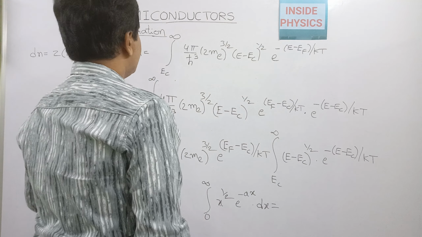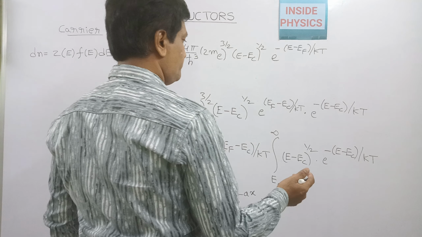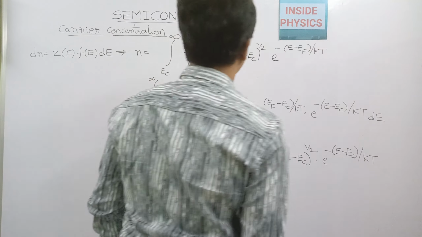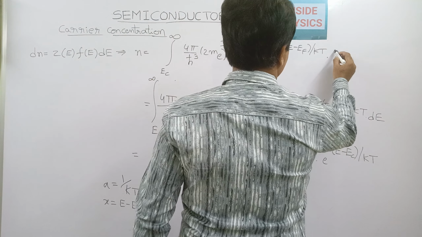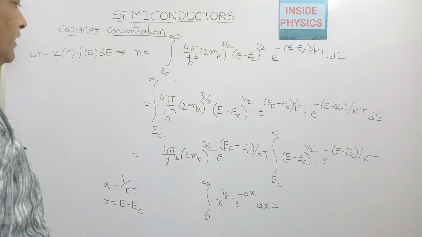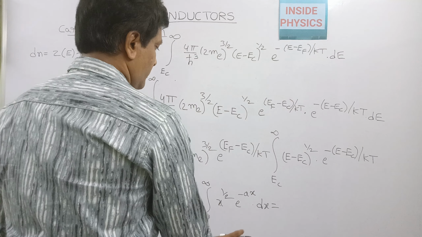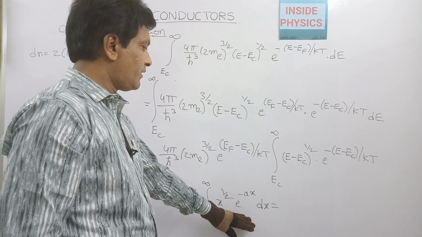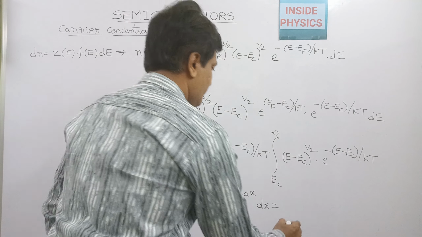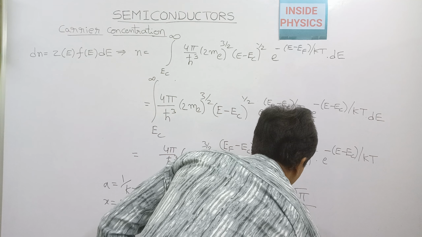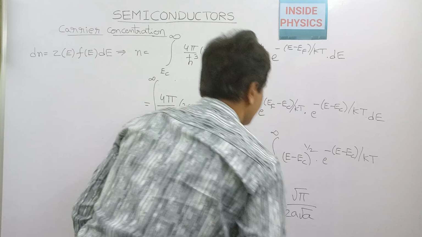Here, this integral is rewritten in the form of the x component. So if you observe this as a solution, we can write the solution for this integral as root pi by 2a root a.